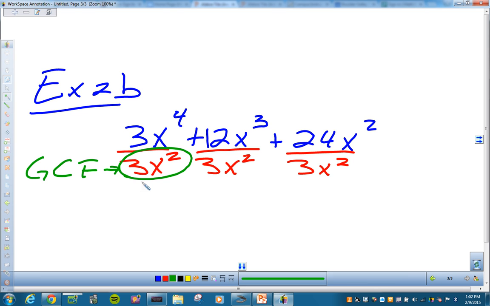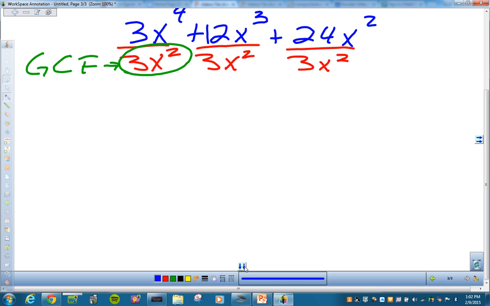So some of the problems in your homework only ask for the greatest common factor, so that's all you have to write. Okay, all you have to write is 3x squared. If they want you to factor it, I'm going to tell you exactly what the directions say. They just say factor each polynomial.